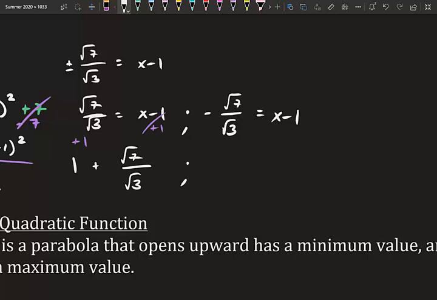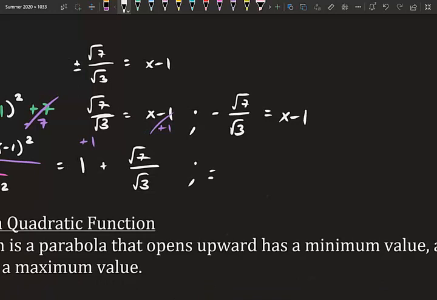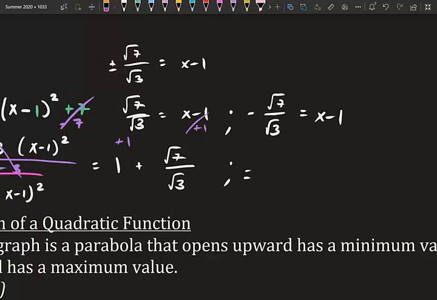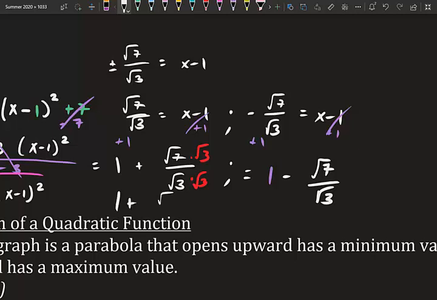And then we have, so add 1 over. We have 1 minus square root of 7 over square root of 3. We have to rationalize our denominators, so times square root of 3 times square root of 3. And we get 1 plus square root of 21 over 3. And then we get 1 minus, so times square root of 3 times square root of 3, square root of 21 over 3.